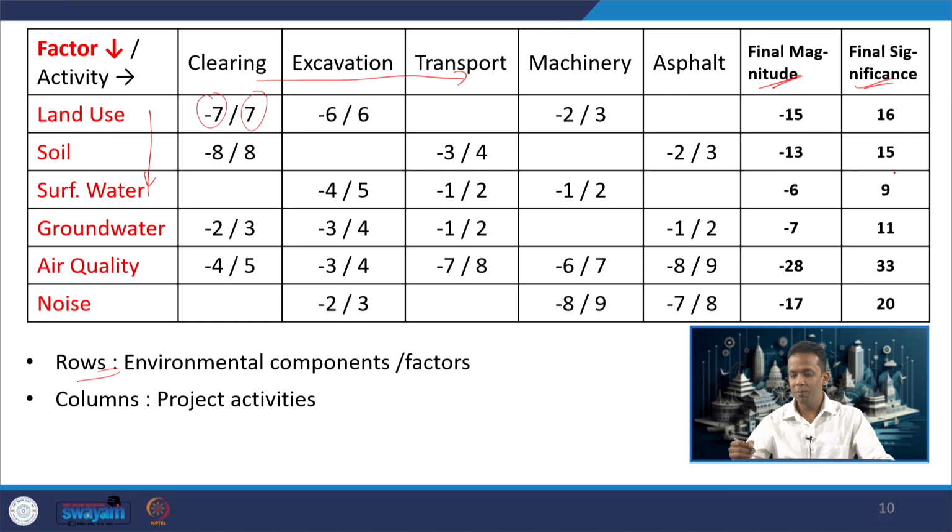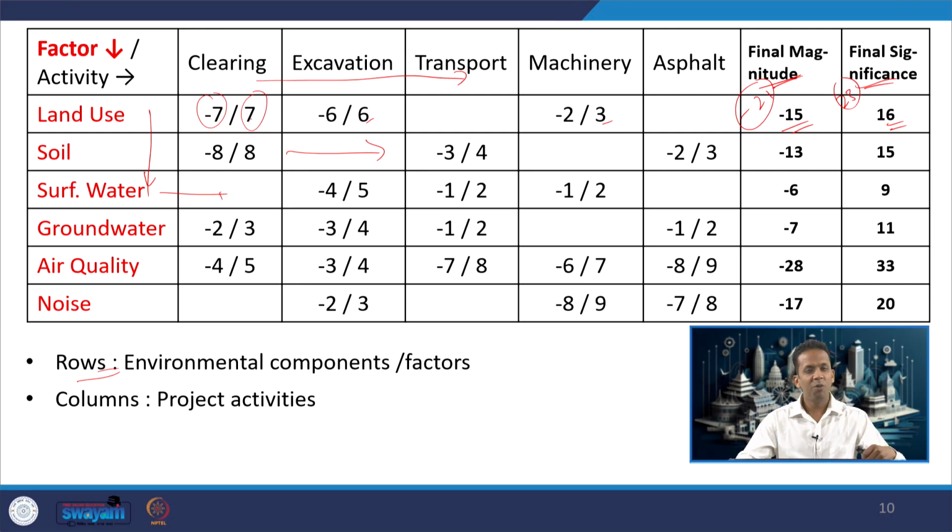If you remember the earlier numbers, this was something like minus 21 and this was 23, but now it changed to minus 15 and 16, that is minus 7, minus 6, minus 13, minus 2, minus 15. Similarly, 7 plus 6, 13 and 3, it is 16. You can do it for each row and you get these numbers, which show the final magnitude and final significance. Now, how do we know which one is correct? Actually, both are correct.